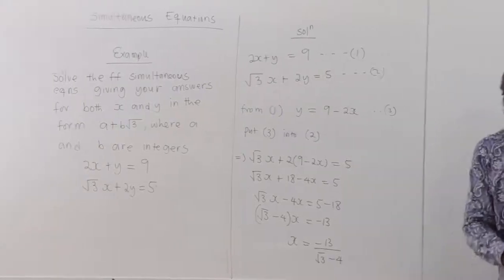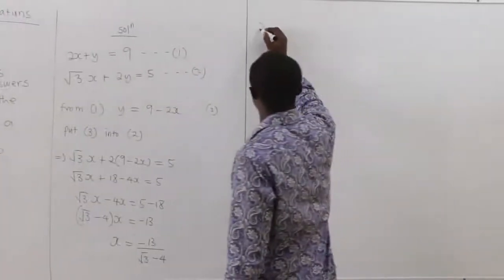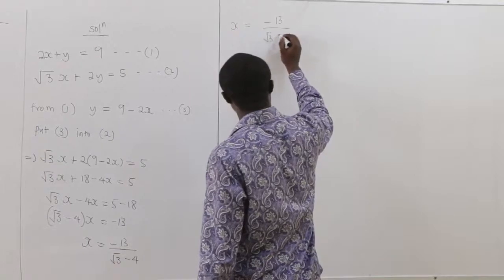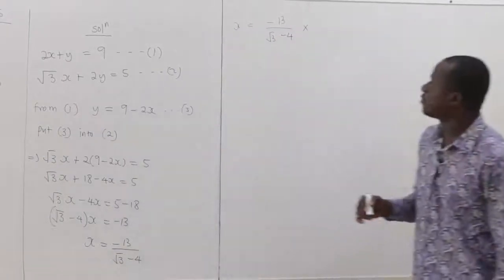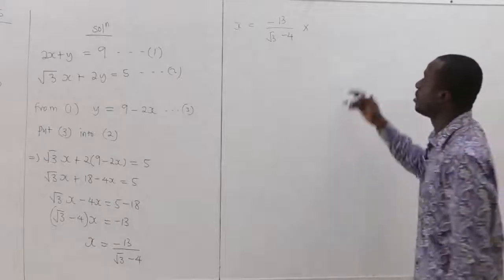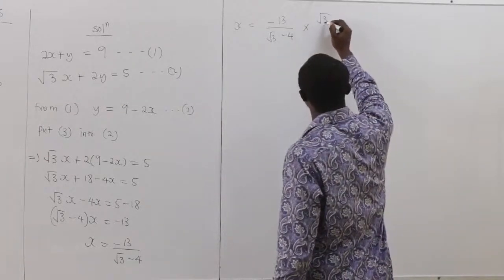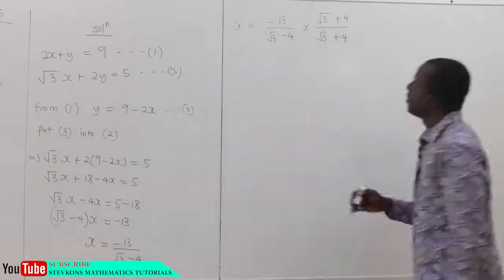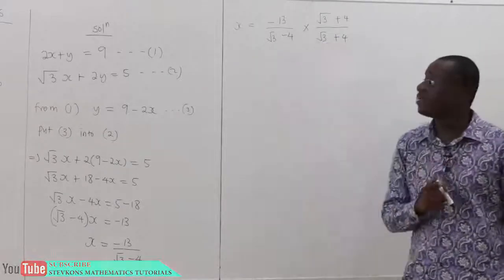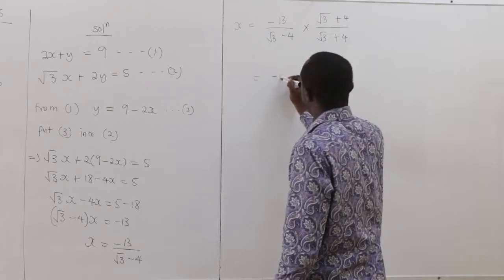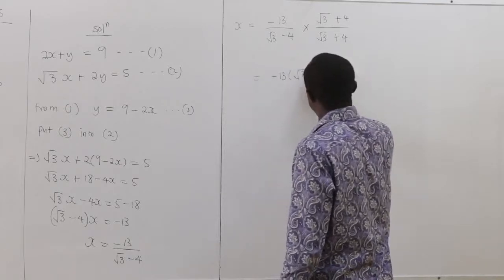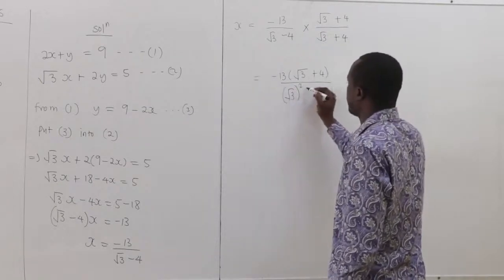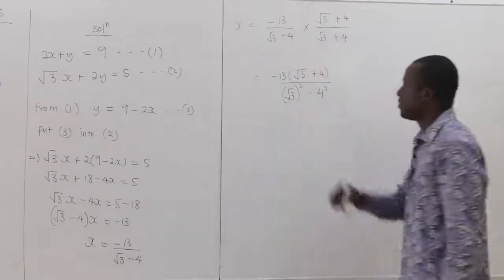What do we do? We have to rationalize it. So we have our x equal to negative 13 all over root 3 minus 4. Now, we multiply both the numerator and denominator by the conjugate of the denominator. So we have root 3 plus 4 all over root 3 plus 4. Now let's see, the denominator always changes to a difference of two squares. So this is just giving us negative 13, we have root 3 plus 4 all over root 3 squared minus 4 squared. That is this difference of two squares.